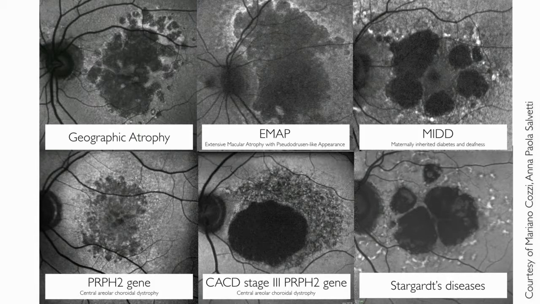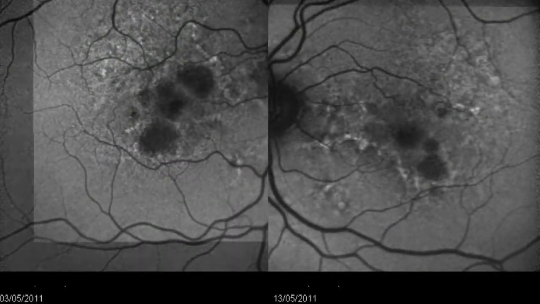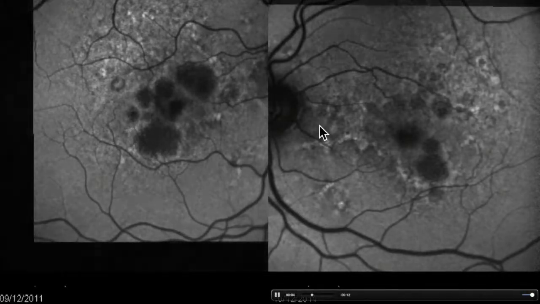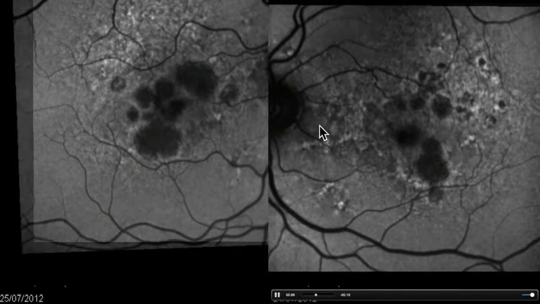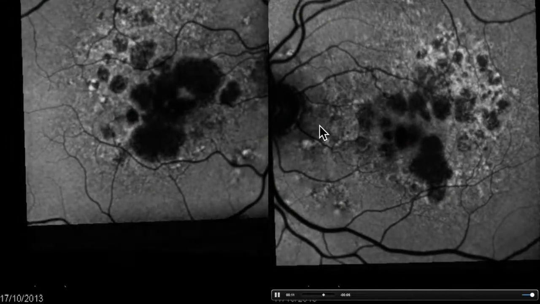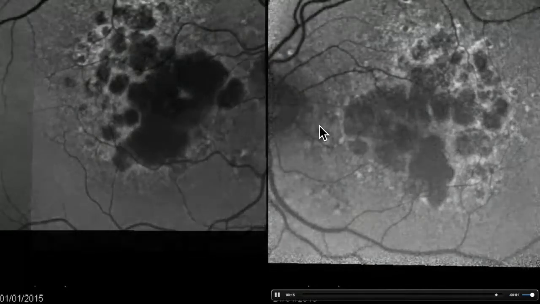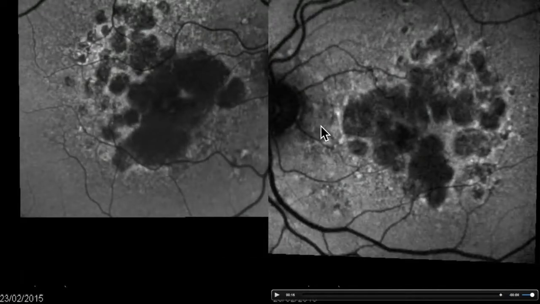Some of those are quite typical of some inherited diseases. It was also suggested, of course, to measure the size of geographic atrophy and to follow the increase in size of the atrophy. And in fact, these are right now the typical imaging modalities used in clinical trials.